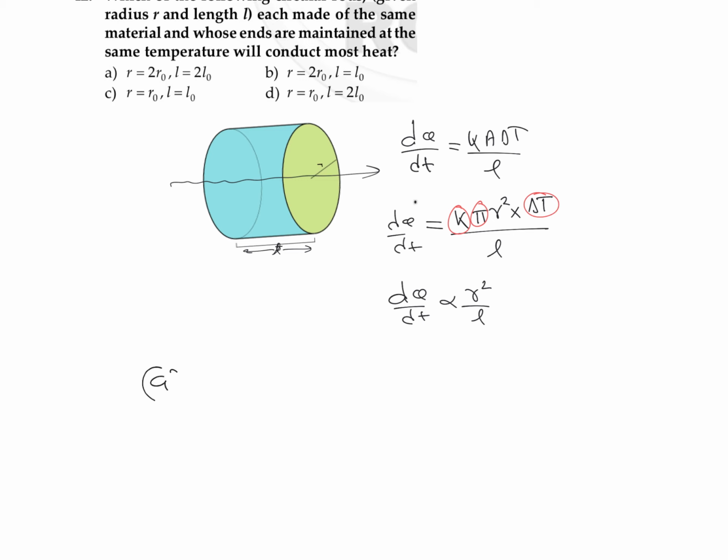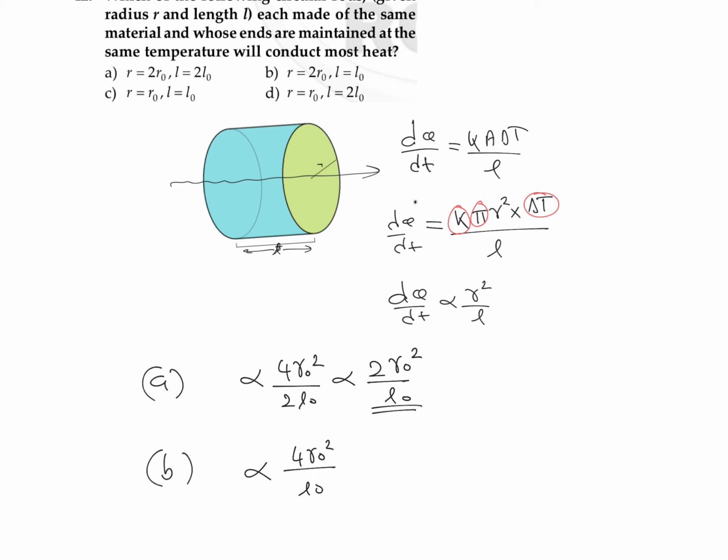For option A, dQ/dt is directly proportional to r squared by L. Here r is 2r and L is 2L. So it is proportional to (2r) squared, which is 4 r naught squared, divided by 2 L naught, giving 2 r naught squared by L naught. Likewise in option B, r is 2r naught and L is L naught, so it is directly proportional to 4 r naught squared divided by L naught.